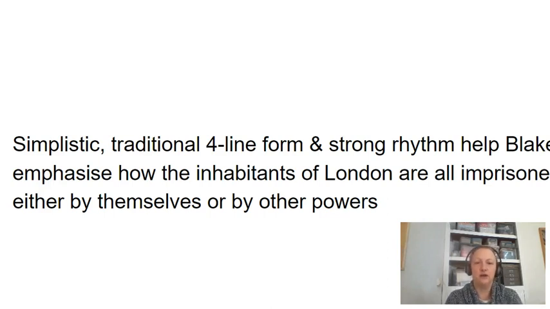And so what I've got here are the key aspects of form that I want to talk about, the key subject terminology. And you'll see, I'm not being overly sophisticated with my use of vocabulary there, and that's fine. It's how I'm talking about it and how I'm writing about it that's important. So I said simplistic traditional four-line form and strong rhythm help Blake emphasise how the inhabitants of London are all imprisoned either by themselves or by other powers.